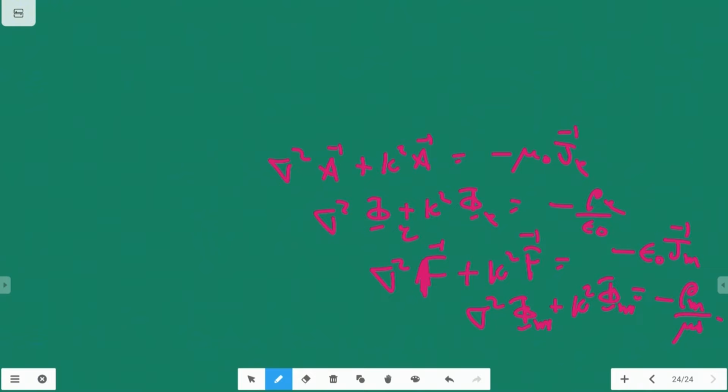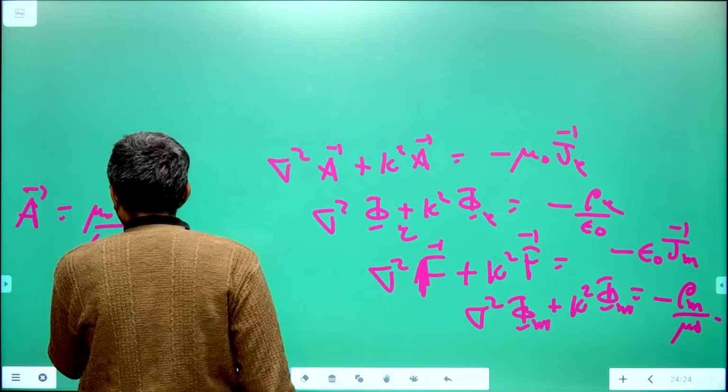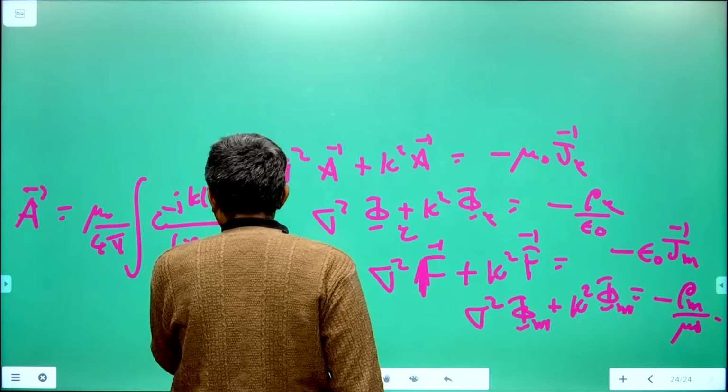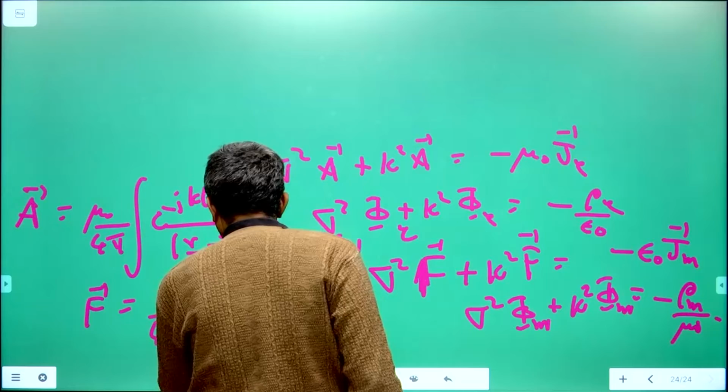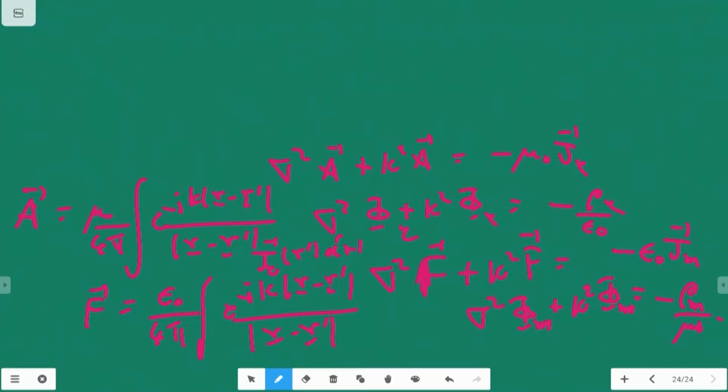So all of A, phi e, F and phi m in the Lorentz gauge satisfy standard wave equations with sources. So you can solve this in terms of the retarded Green's function. For example, you can write A as mu naught by 4 pi integral e power minus j k mod r minus r prime in free space by mod r minus r prime, multiplied by J e of r prime d3 r prime. Similarly, you can write F as epsilon naught by 4 pi integral e power minus j k mod r minus r prime by mod r minus r prime into J m of r prime d3 r prime, and so on.